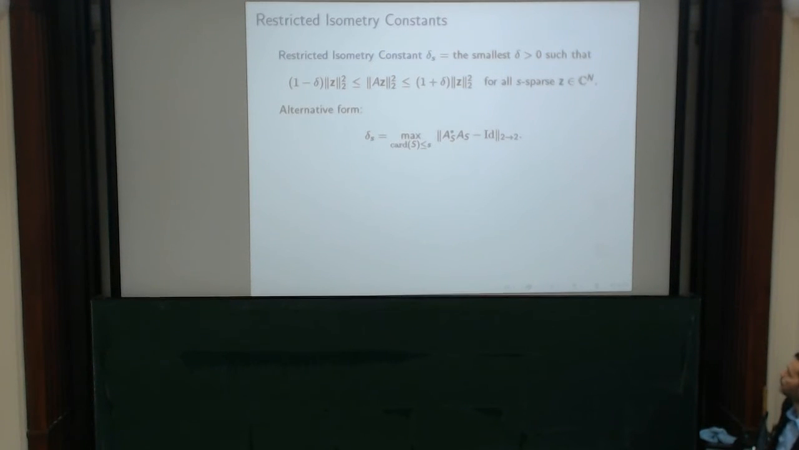The alternative form, and I'm going to show you as well how it comes into play, is that delta S is the maximum over all subsets of size at most S of the operator norm from L2 to L2 of A_S star A_S minus the identity. So if you have a small restricted isometry constant, it means that A_S star A_S is close to the identity, so that A_S is close to an isometry.